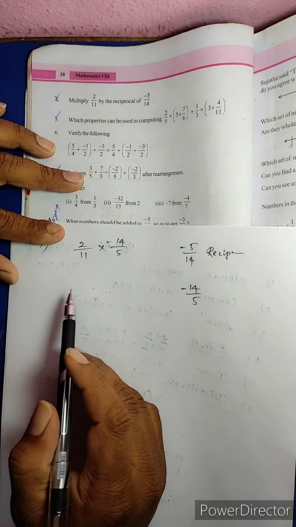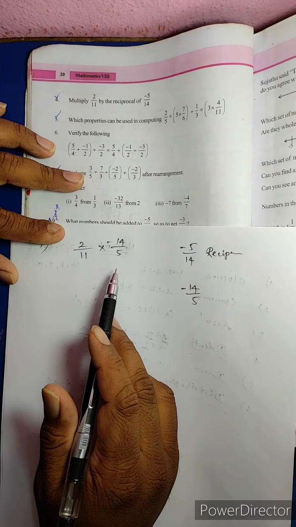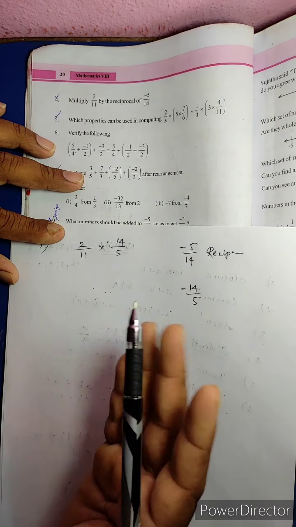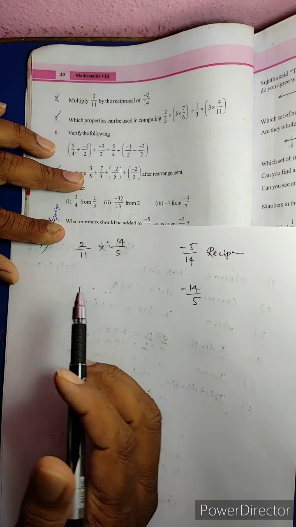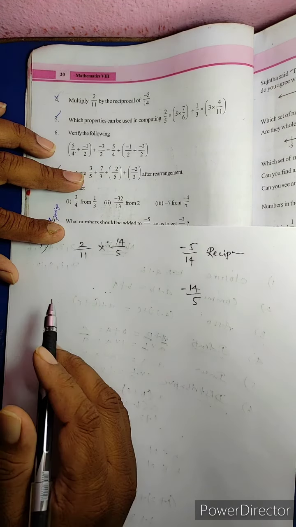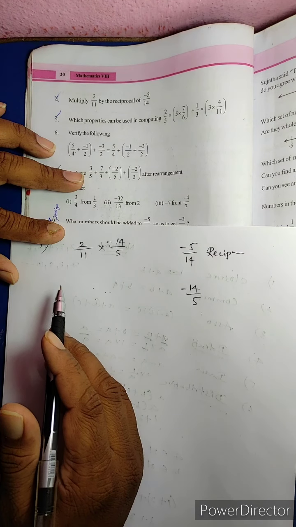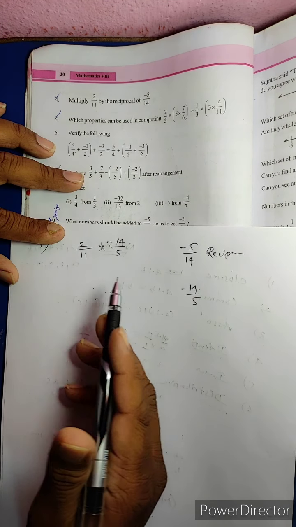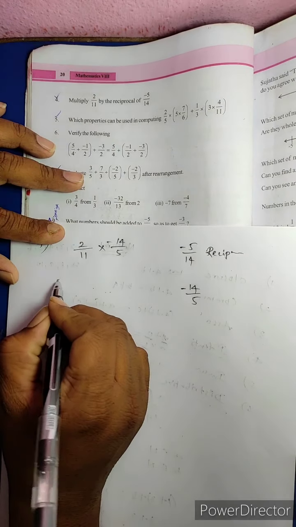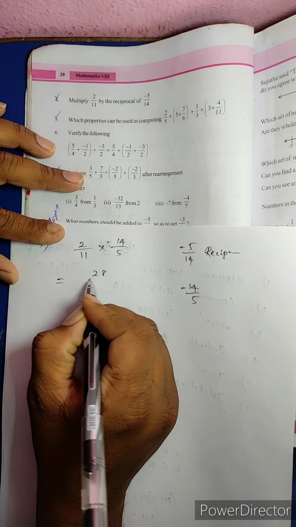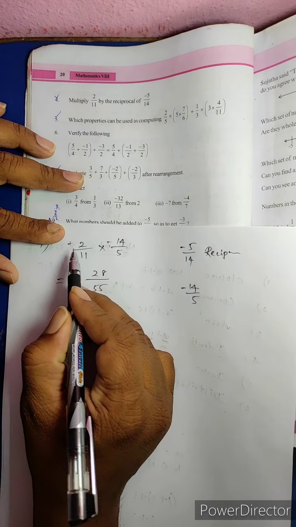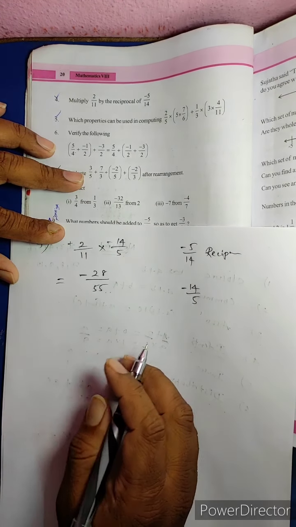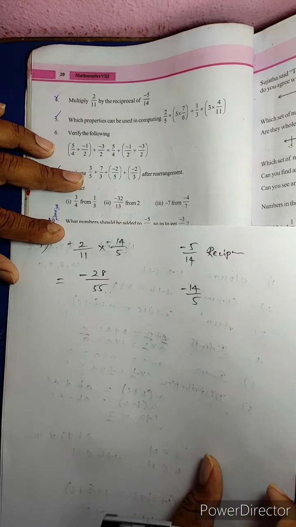Now, for multiplication and division of fractions, there is no need for the LCM or to convert them into like fractions. We can multiply directly, numerator into numerator, denominator into denominator. 14 2s are 28, 11 5s are 55. Here plus into minus, minus 28 by 55.